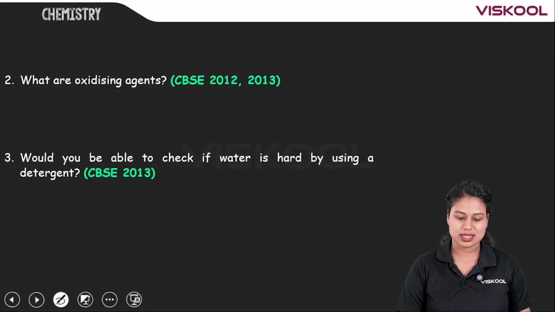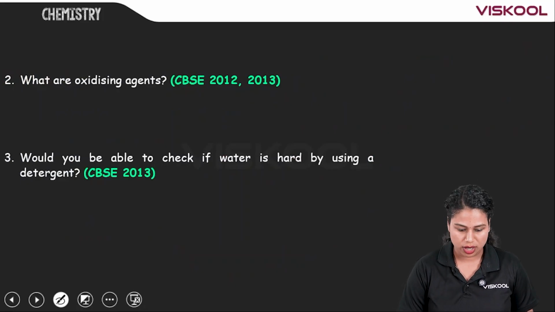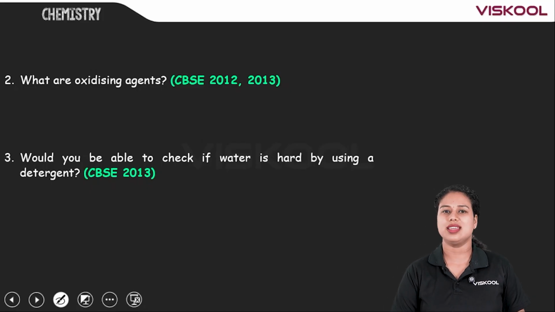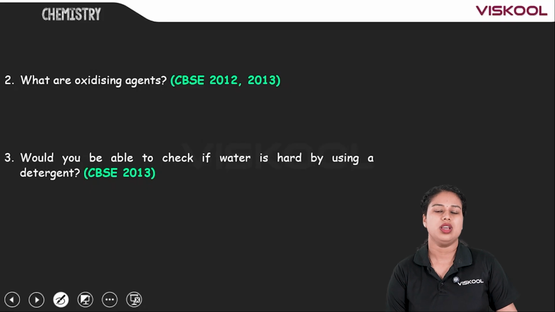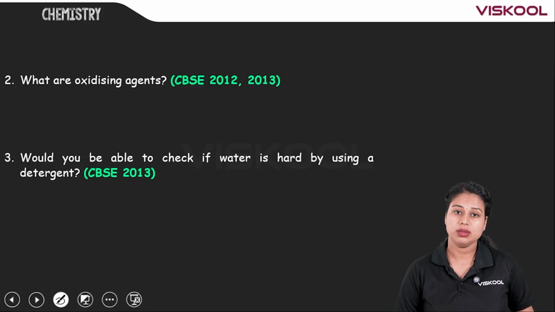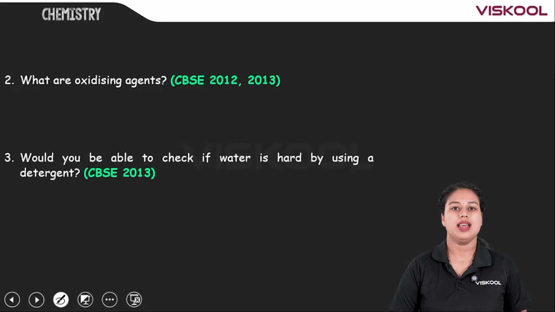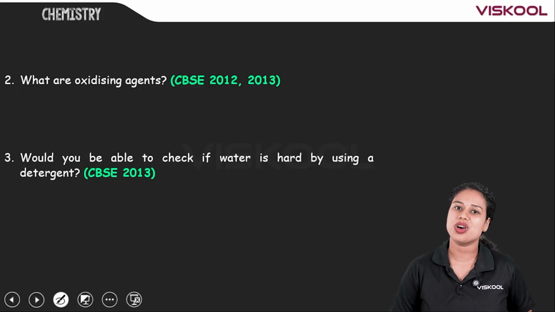What are oxidizing agents? It is a previous year question from 2012 and 2013. Oxidizing agents are those which undergo reduction, but they help others to get oxidized. That is the reason why they are known as oxidizing agents.